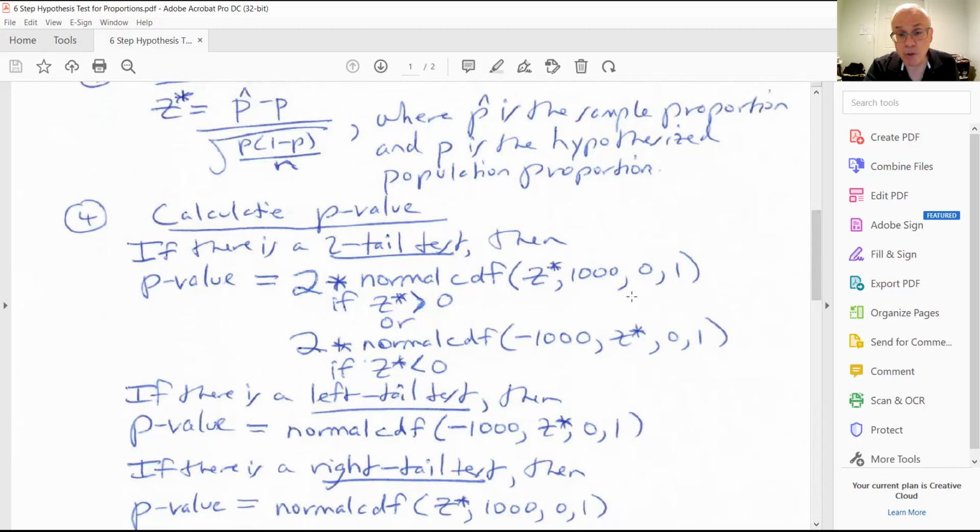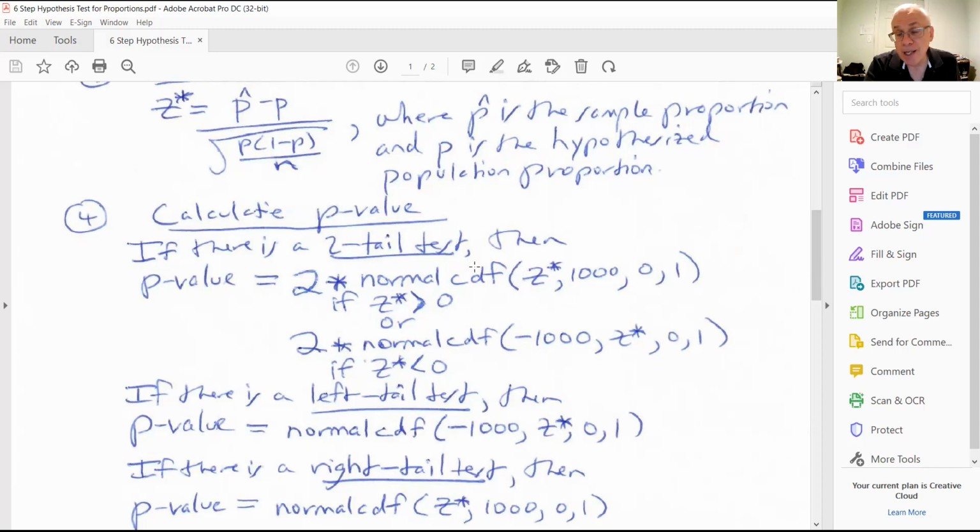Now notice that there are two different forms of it here, and the reason there are two forms is that if Z star happens to be negative, less than 0, we're going to be using the left tail of the standard normal curve, right? So we're going to put it in this form here. And if Z star, the test statistic, is positive, we're going to use this form here.